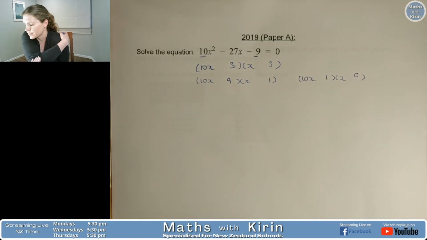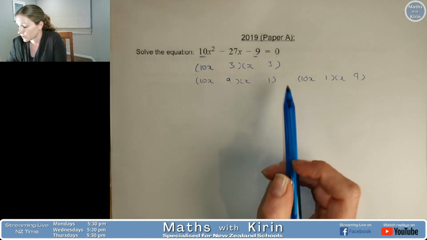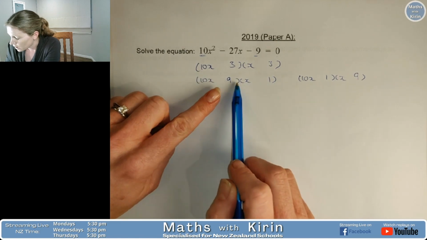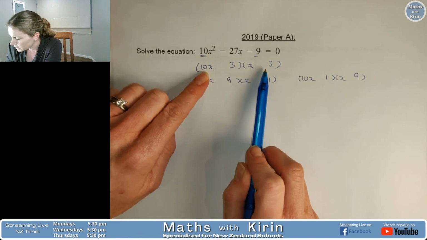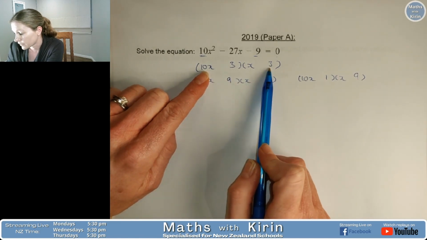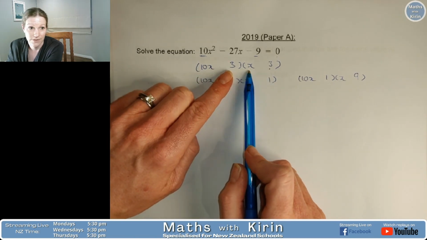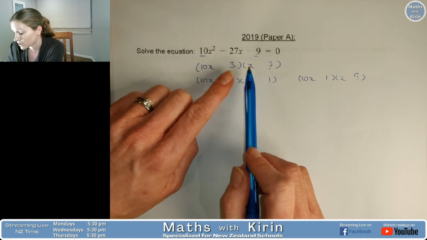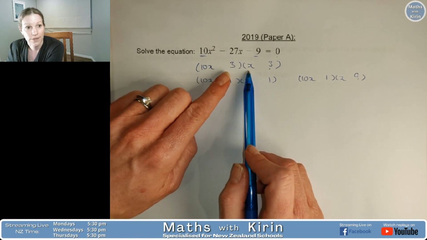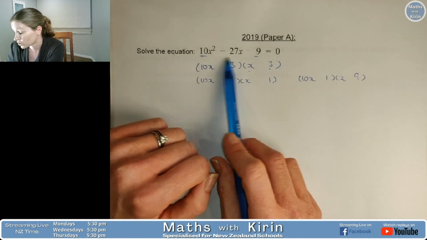Okay, so if we look at these, we need to get negative 9. So we know that one of the numbers has to be negative, which means we're looking for a difference of 27. So 10x times 3 would give us 30. And then if we take 3x away, we get 27. So we've got a difference of 27. We just need to play around with the negative and positive. So this one actually works.